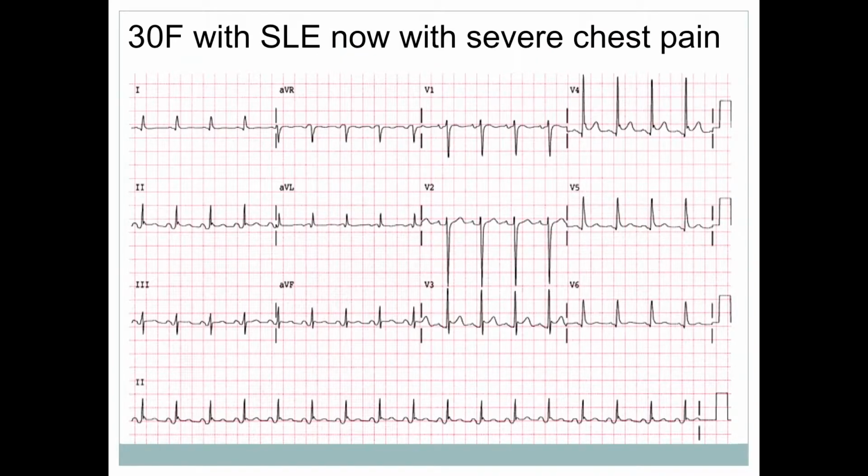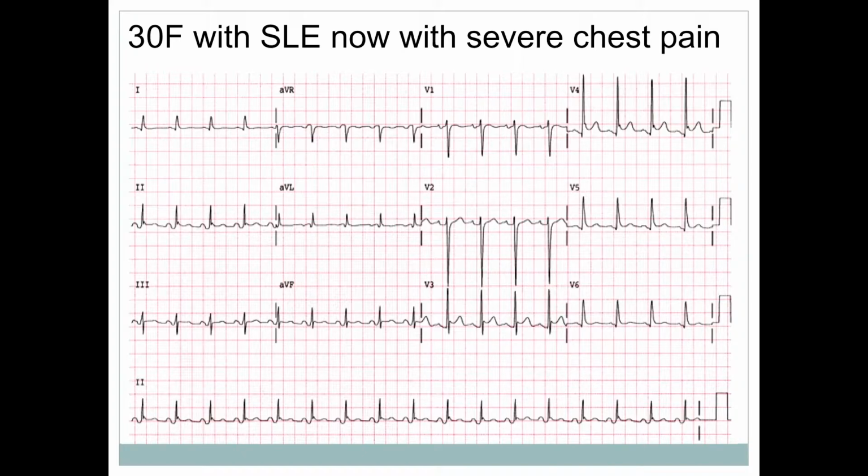So this is a 30-year-old lady with lupus. She now has severe chest pain. One of the issues that stands out immediately here is you see that PR segment depression, which makes you think that there's some ST segment elevation. I think the ST segment is slightly elevated in leads 2, 3, aVF, and you can kind of see it a little bit in V3 and V4. All of this is consistent with pericarditis, but one of the things that I think is a little bit more specific for pericarditis here is that PR segment depression.